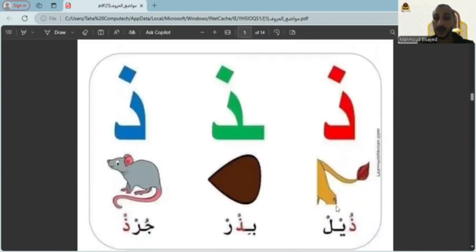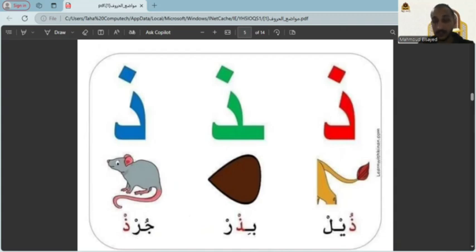Moving on, we have the dhal, which is the second one in the group and can only be connected from the right. This is the beginning position, at the beginning of the word dhail, which means a tail, and then bidhr, and then we have jurad. So we have three positions for the dhal: beginning, middle, and last but not least, end.